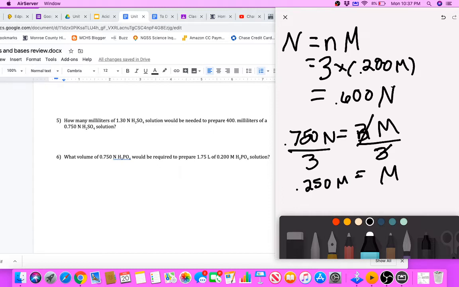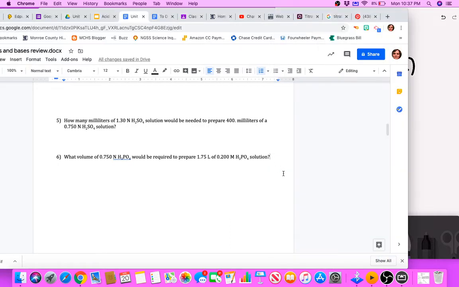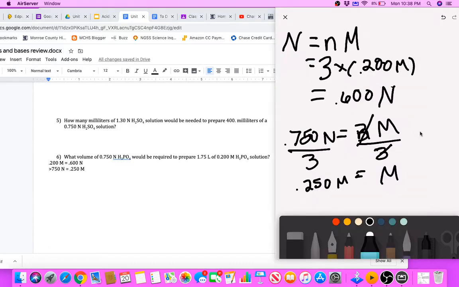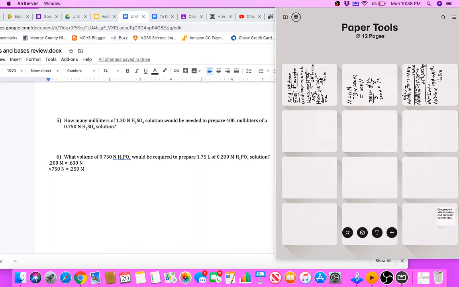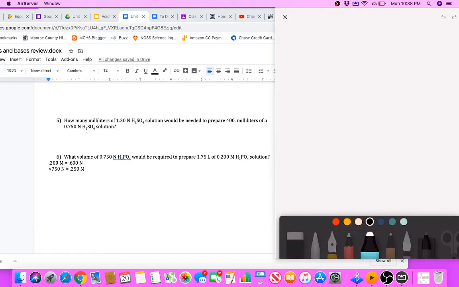So remember that our 0.200 molar, and I'm going to type this down here so that we don't forget it, is equal to 0.600 normal, and that is for this H3PO4 because it has 3 equivalents. And then our 0.750 normal is equal to 0.250 molar. Okay, we'll just try it both ways and we'll see what we get.